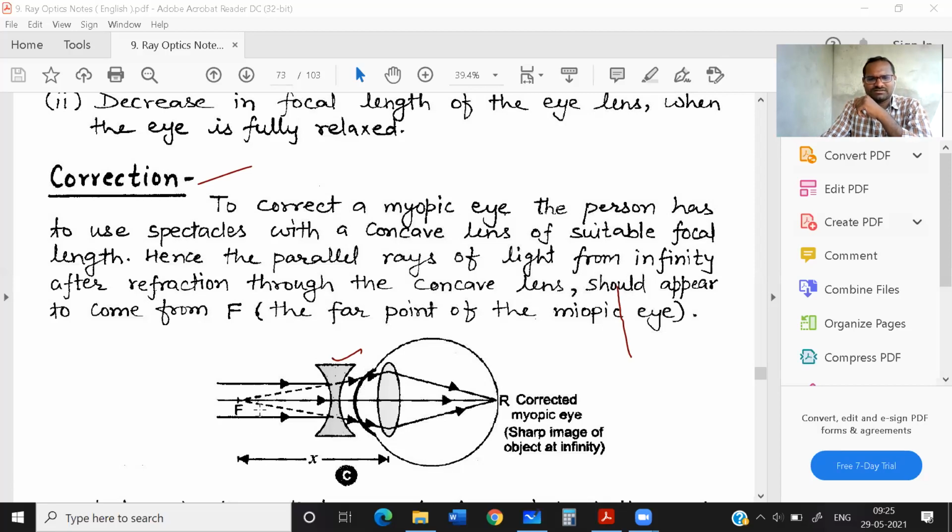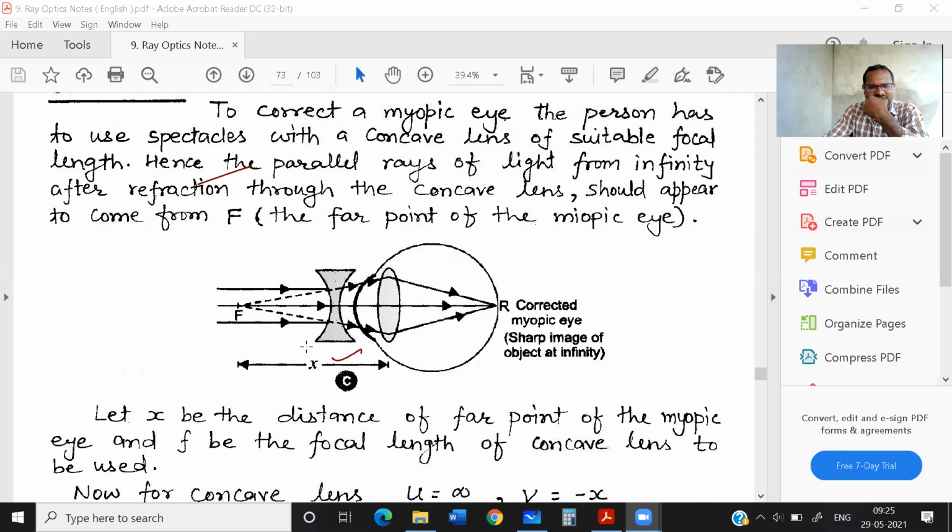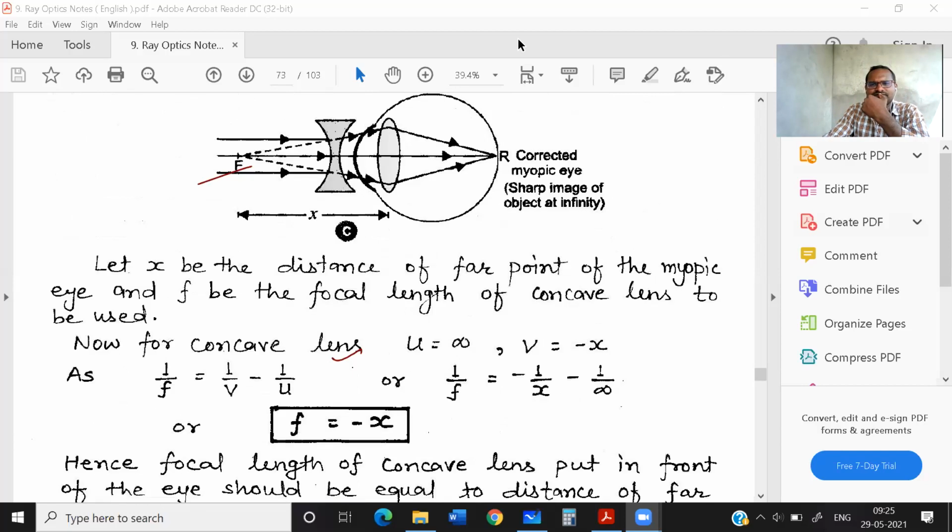Let x be the distance of far point. Then up to what maximum distance you can see, that is called the focal length of a lens required for correcting myopia. Okay, remember, this value is important.